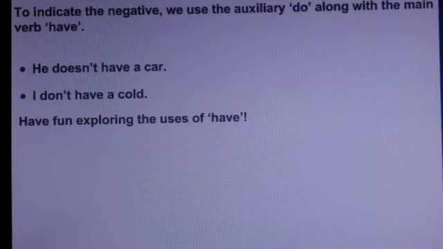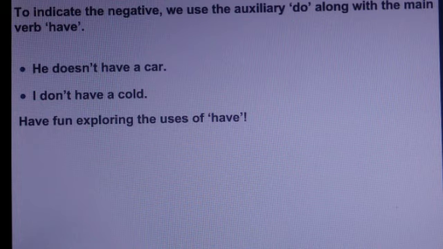Make sure, while writing negative sentences, we use the auxiliary do along with the main verb have. For example, he does not have a car. Second example, I don't have a cold. So these two sentences suggest negativity. When we are using the auxiliary do, we use it along with the main verb have.